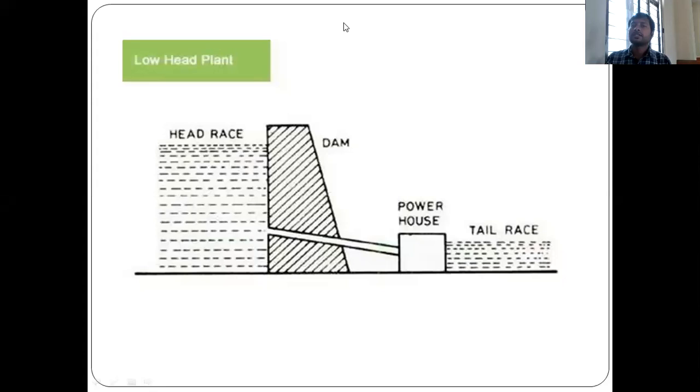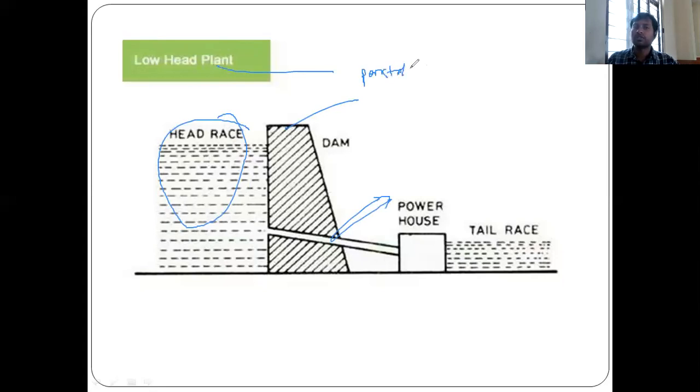Now let us discuss power plants based on head, the different types of power plants based on the head. If you take low head power plants, this is the head, this is the total height of the power plant, and this is a dam, and this is the catchment area of the dam. And you can see here it is simply a pipe, and there is no penstock in low head power plants.